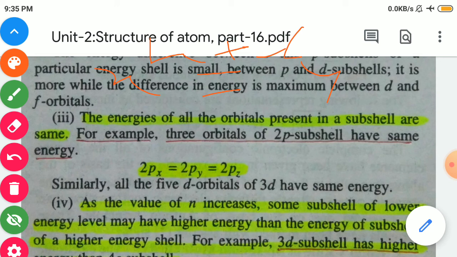In such a situation, since n plus l values are equal to each other, the subshell which has the lesser value of n, electrons fill up there first, and the subshell which has the higher value of n, after that electrons enter in that.